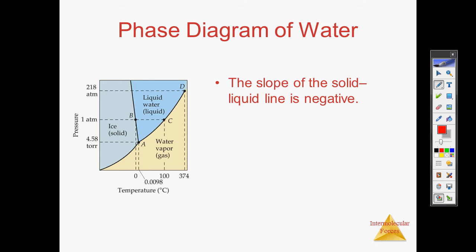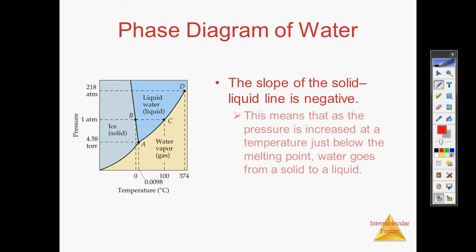The slope of the solid-liquid line is negative. This means that as the pressure is increased, at a temperature just below the melting point, water goes from a solid to a liquid. Slope is negative. Which line are we talking about here? Am I here? Or here? The second one. Good. You want to make sure you know what we're talking about.